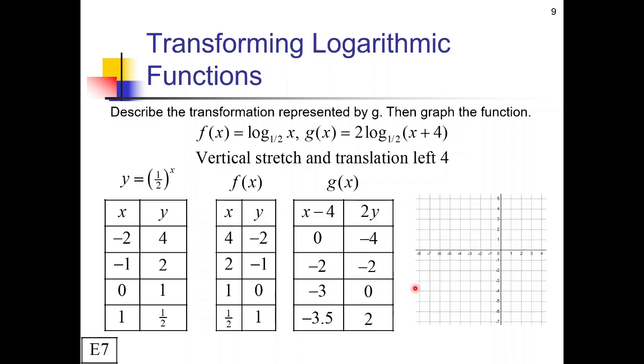And let's graph all this out. I don't need to be crazy on my grid lines for these values. We've got 0, comma, negative 4 right there, negative 2, comma, negative 2, negative 3, 0, and finally negative 3.5, comma, positive 2 up here. Now, where's my asymptote at this point? Since I shifted left 4, that means my y-axis asymptote is now shifting left 4 as well. So I have an asymptote on x equals negative 4. And now let me just draw that curve here. So this looks something like this.